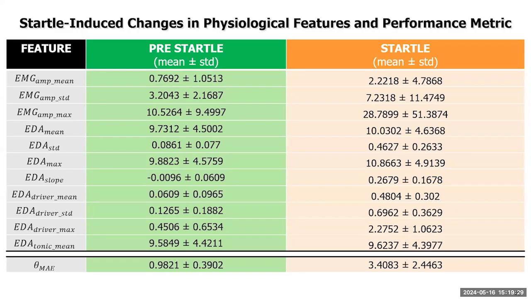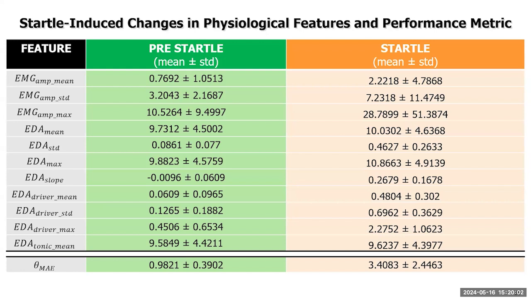11 features were analyzed, and they are here shown for one of the analyzed pilots with their values for the pre-Startle and Startle period, their mean values and standard deviations, with the mean absolute error of the pitch tracking task shown in the last row. Here, it's important to note that every single feature had a rise in the Startle period when compared to the pre-Startle, with most notable ones being the EMG max amplitude and the EDA standard deviation.